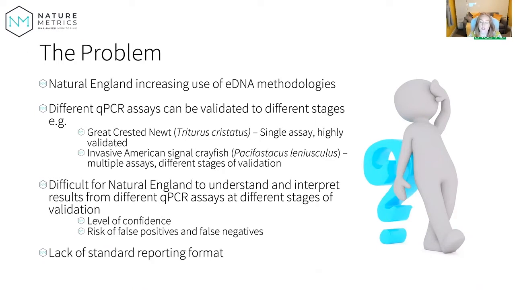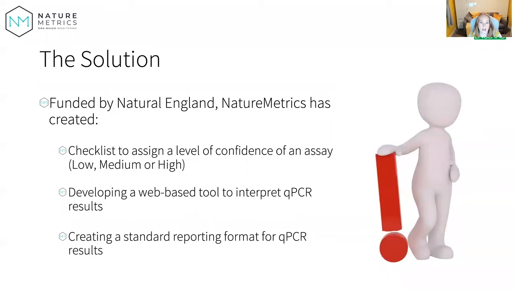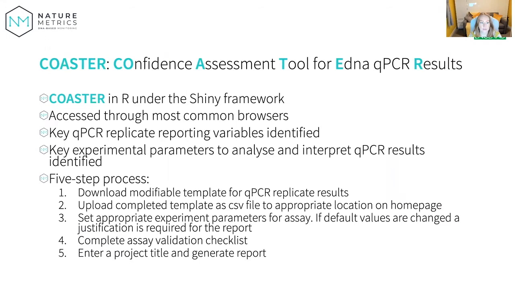Additionally, there's a lack of standard reporting between labs. To tackle this, Nature Metrics, funded by Natural England, has created a checklist to assign a level of confidence to an assay as low, medium, or high based on 13 questions, developed a prototype web-based tool to interpret qPCR results, as well as creating a standard reporting format for those qPCR results. The tool is called COASTER, which stands for Confidence Assessment Tool for eDNA qPCR Results.